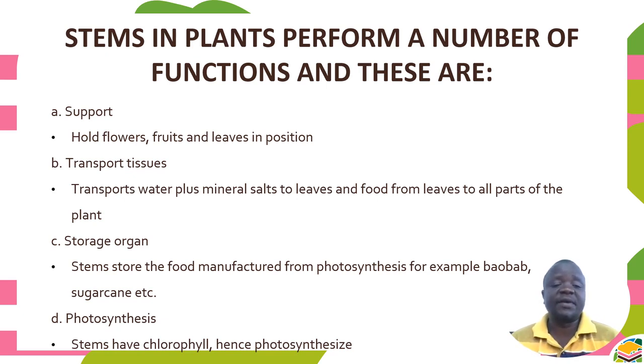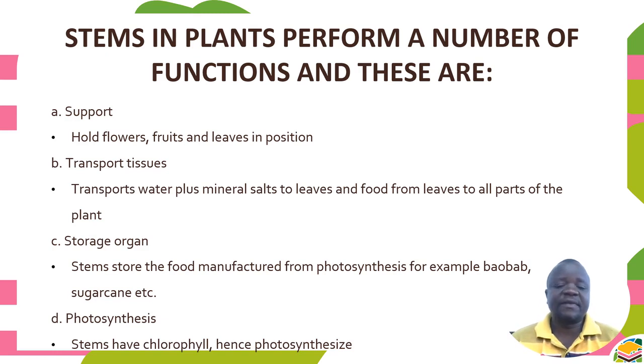Now we have again the stems are used as a storage organ. So we have different examples. Stems store the food manufactured from photosynthesis. For example, we have baobab. We have also sugarcane as an example of the plants that can store food in their stems. So you enjoy sugarcane everywhere. People are consuming sugarcane, so you can see that stems are really storing the food.